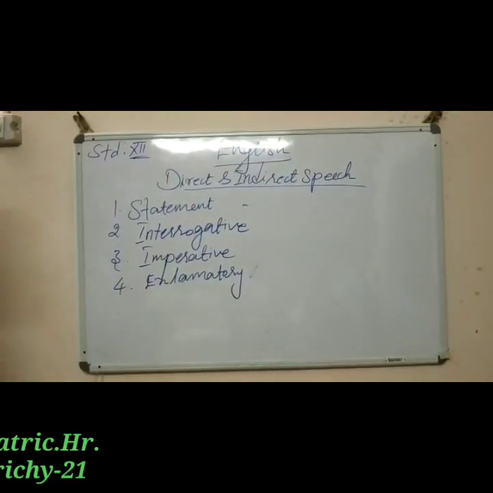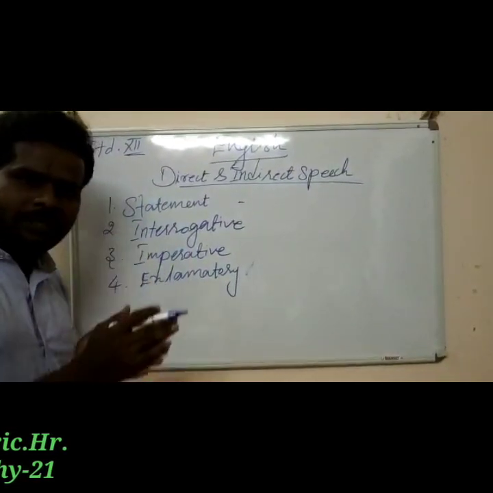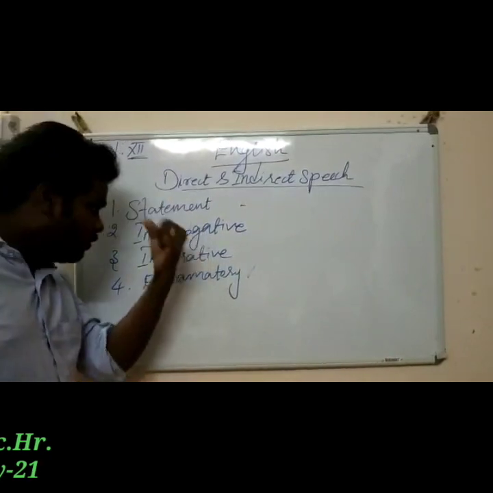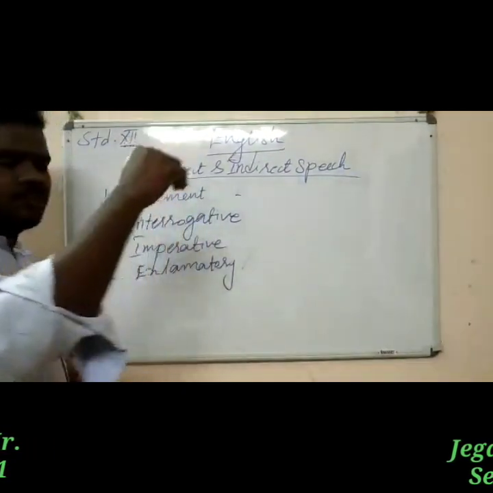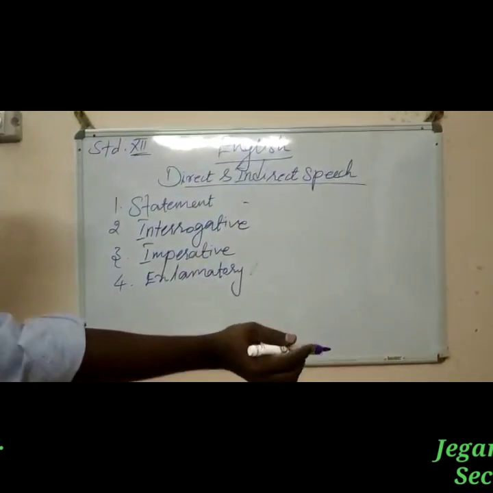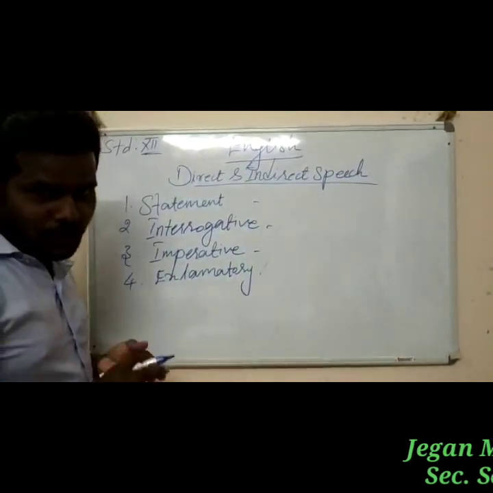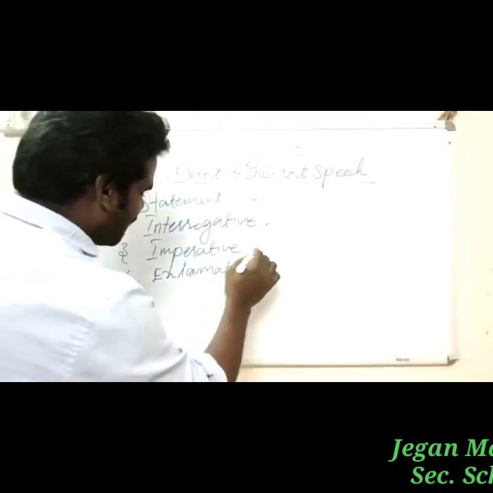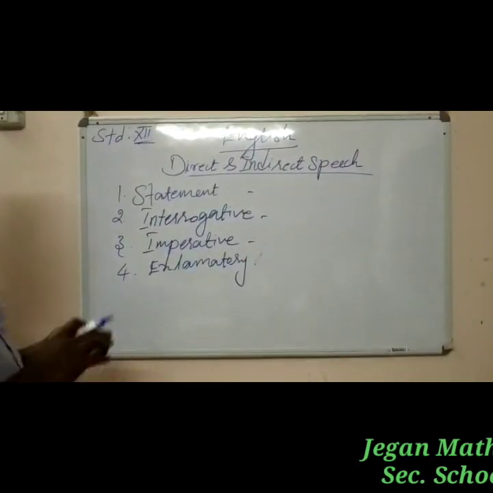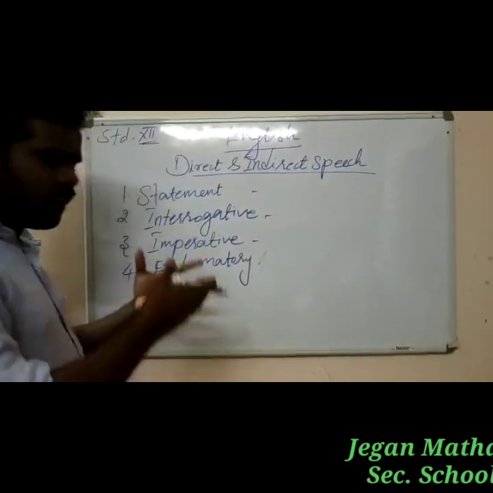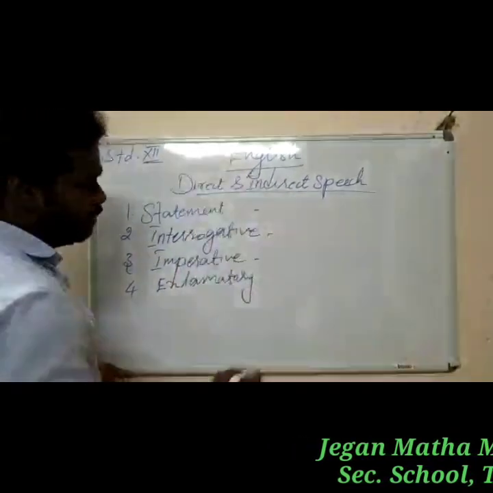Here, how will you identify a statement? It is normal information. Interrogative, we ask a question to someone, so at the end of the sentence there is a question mark. Imperative is command, order, request. Exclamatory uses exclamation marks, to express sorrow or happy moments.